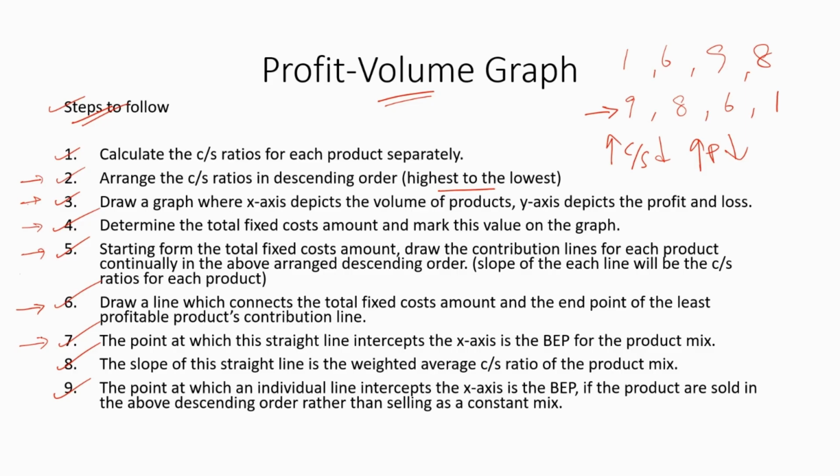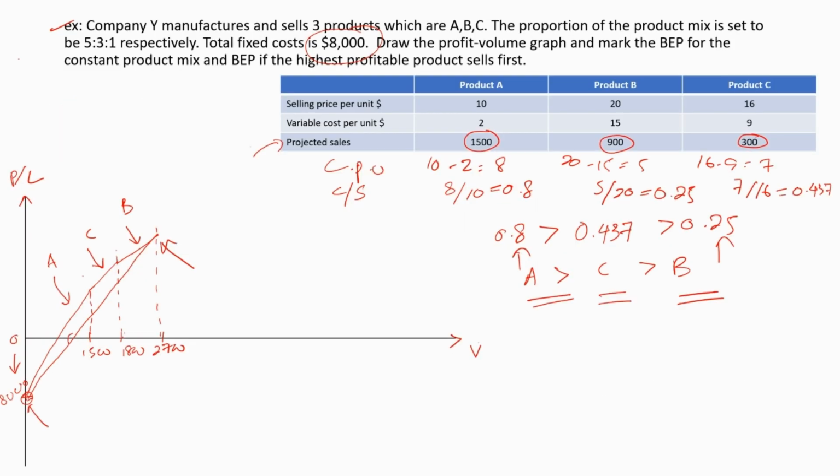The seventh step, the point at which this straight line intercepts the x-axis is the break-even point for the product mix, which is here. This is where the straight line intercepts the x-axis. So this is the break-even point for the product mix. Simply this means this is the multi-product break-even point.